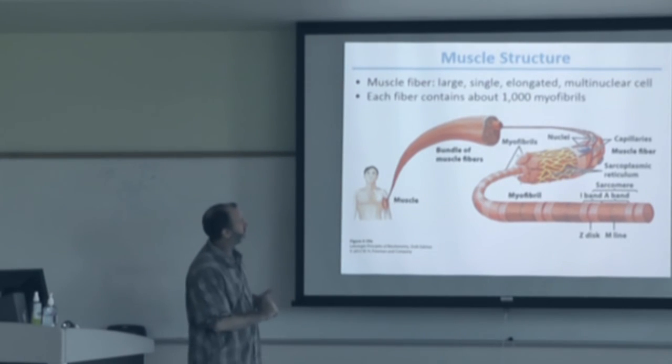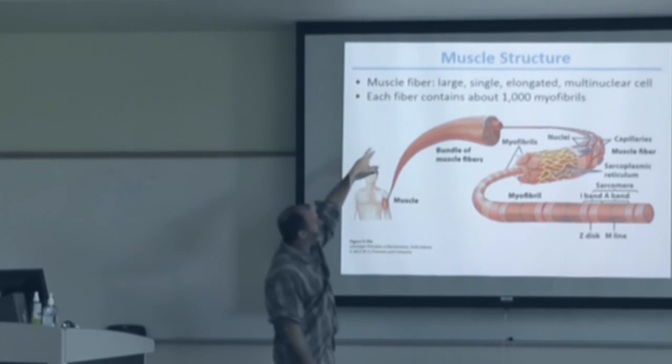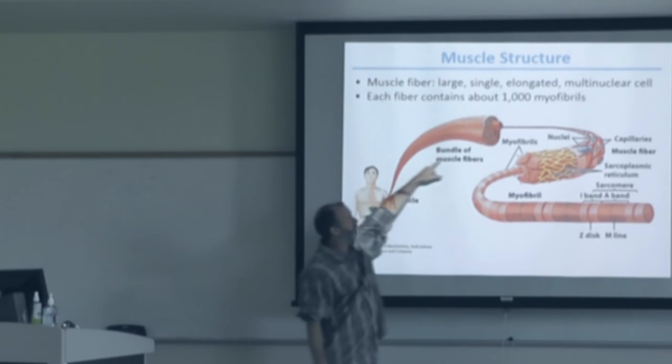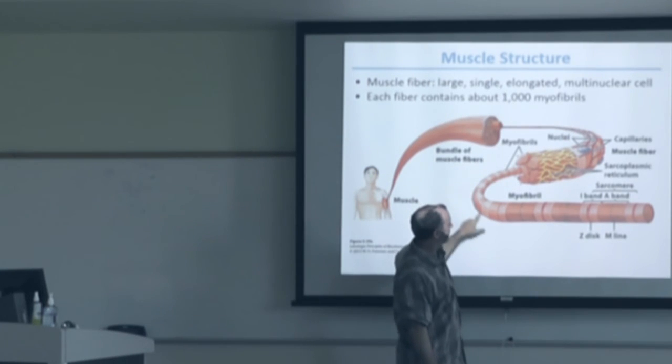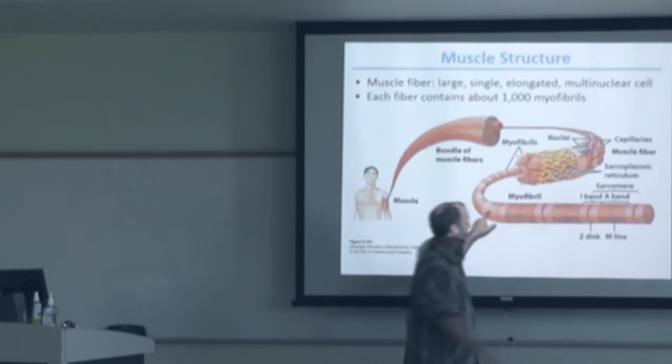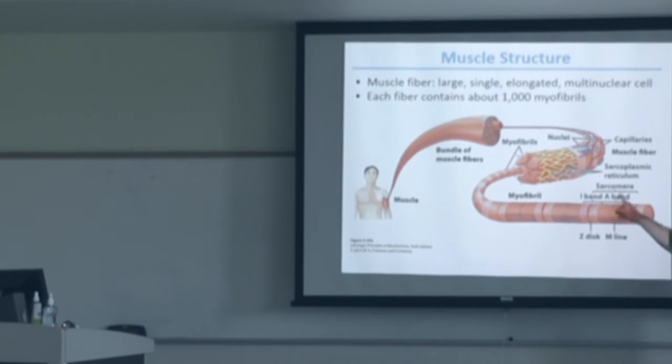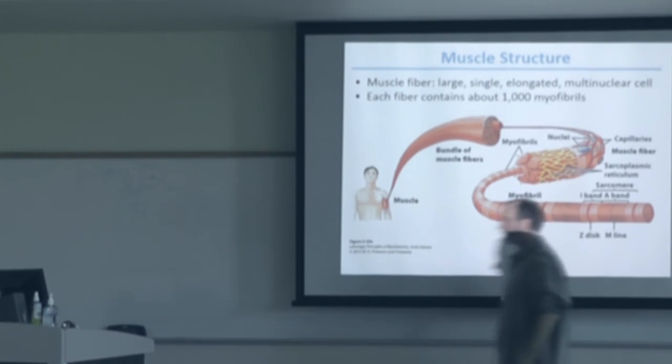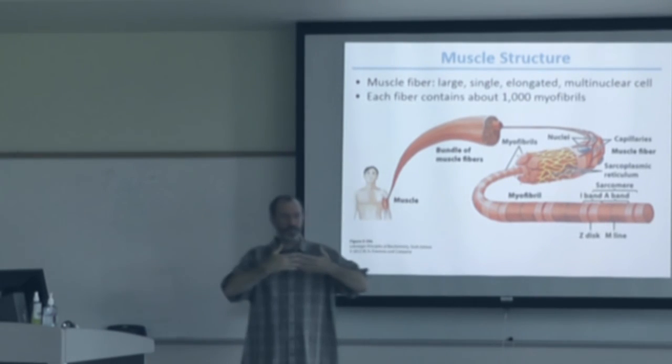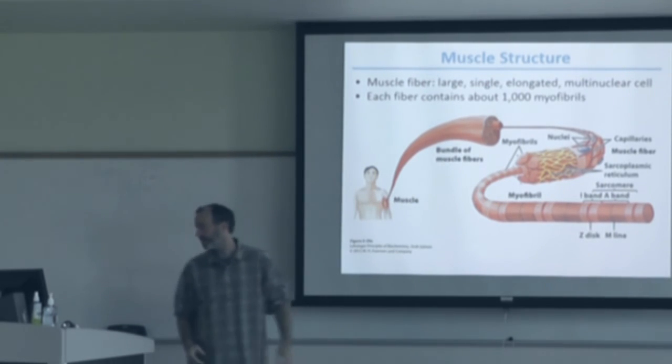So muscle fiber is a large, single, elongated, multinuclear cell. Each fiber contains about 1,000 myofibrils, which are like this. And these fibrils can be broken down into individual sarcomeres, where you can have an A band and an I band, an M line and a Z disc, where you get these overlapping structures that overlap more as the muscle contracts and overlap less as it relaxes, right?